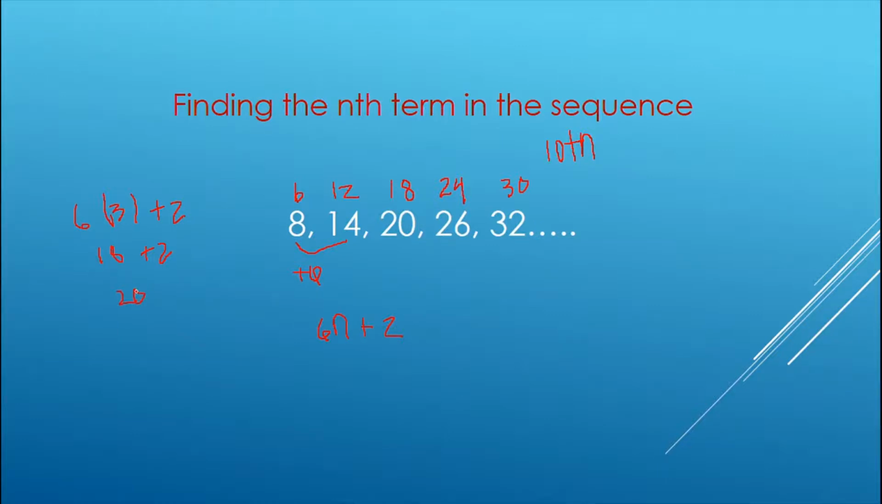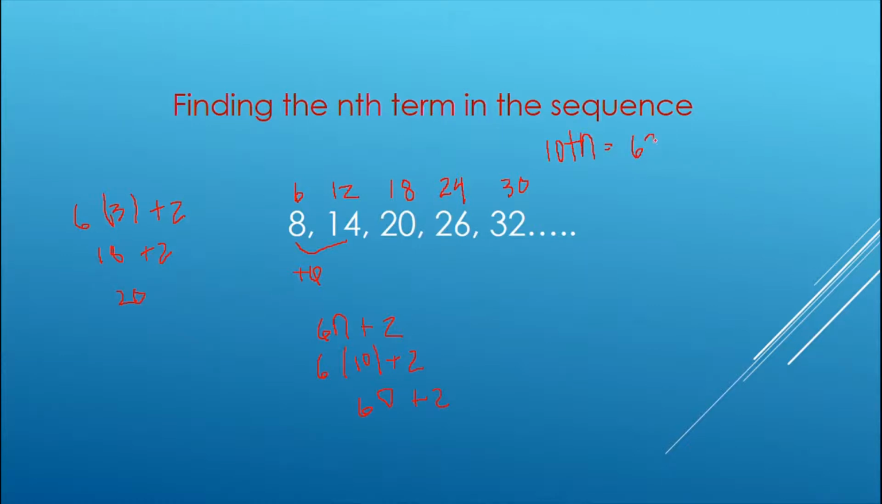Okay, so I guess we're now ready to get the 10th term for this sequence. So still we are going to use our pattern. 6 times 10 plus 2. Okay, 6 times 10 is 60, and 60 plus 2, the answer is 62. So the 10th term for this pattern is 62.